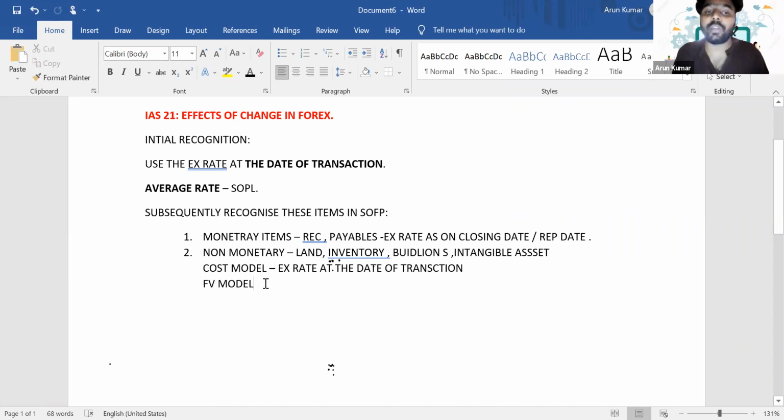But if you are using the fair value model, we know that the value will keep on changing, right? The value will keep on changing. So in that scenario, if you're using a fair value model, such as a revaluation model, for such items the exchange rate at the date of revaluation will be used. The exchange rate as on the date of revaluation will be used. Is it clear, everyone?